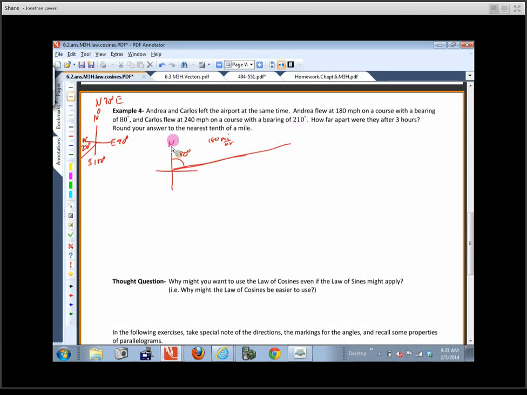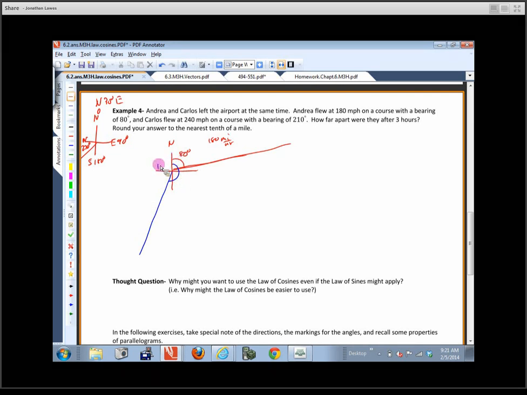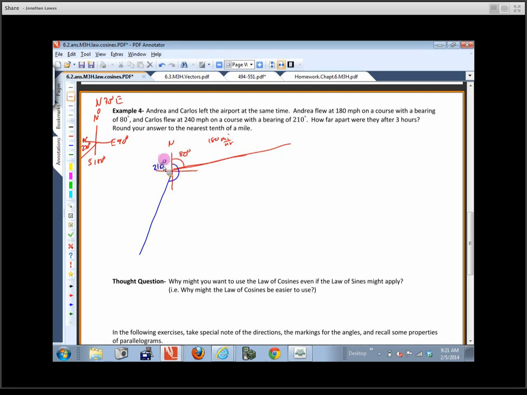So again, from north, this is the same airport they take off at. From north, his looks like this. This is 90, this is 180. He'd be heading off in this direction right here. So this whole angle is 210. I'm going to write that on the outside just for convenience's sake. That's 210 degrees, and he's traveling at 240 miles per hour. Everybody good there?